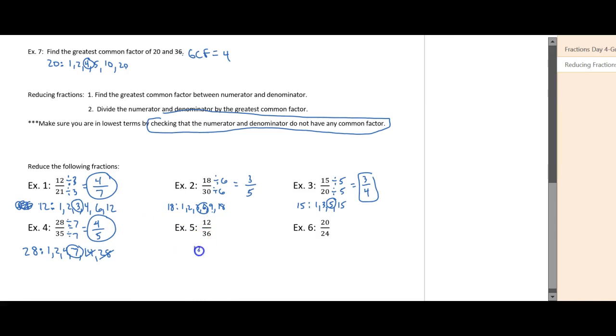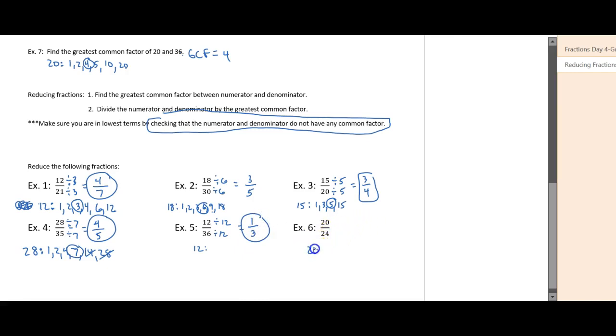12 and 36. We already know the factors of 12. I'm just going to take them from up here. Which ones go into it? Does 12 go into 36? Yep. So we're going to divide both the numerator and denominator by 12. 12 divided by 12 is 1. 36 divided by 12 is 3.